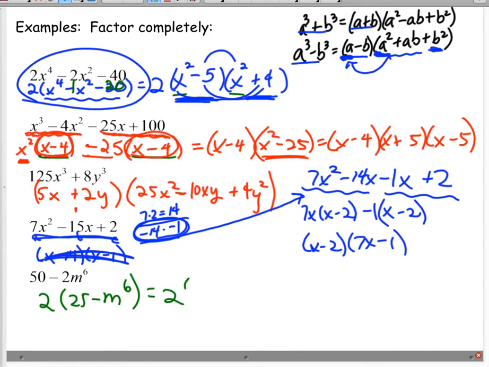So I'm going to leave my 2 hanging out. That means I have 1 plus, 1 minus. What do I square to get 25? 5. And what do I square to get m to the 6th? I would square m cubed. Now, is 5 a perfect cube? Nope, so I can't go any further. There's a quick review of factoring.